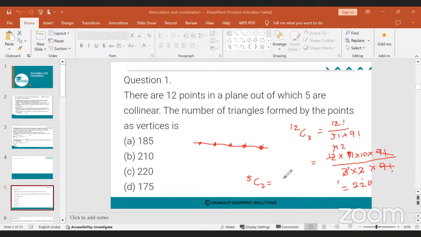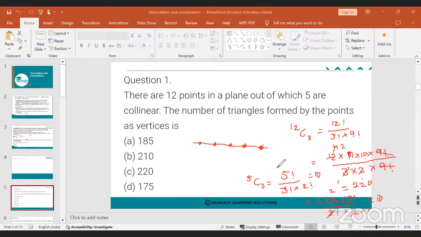5C3. Try to do this. It is nothing but 5 factorial upon 3 factorial into (5 minus 3), that is 2 factorial. So try to solve this. 5 into 4 into 3 factorial divided by 3 factorial into 2 factorial, which is 2 into 1. 3 factorial and 3 factorial got cancelled. So 2 into 2 is 4, and 5 into 2 is 10.